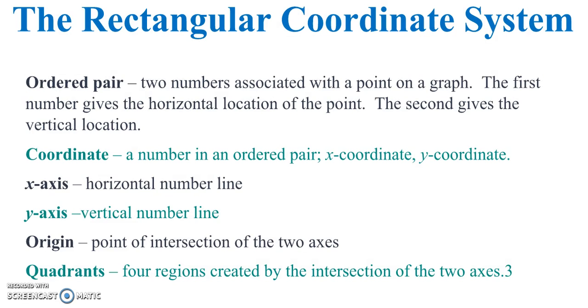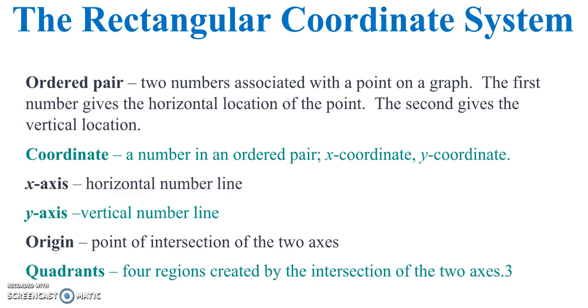Now, plotting, all right? So this is important, but here are a few vocabulary words that are just important to know. The first are ordered pairs. So an ordered pair is two numbers associated with a point on the graph, okay? These are usually in parentheses. So the first number is always going to be on the horizontal, okay? So that means it's going left to right. The second one will be on the vertical location, which is going up and down on your paper.